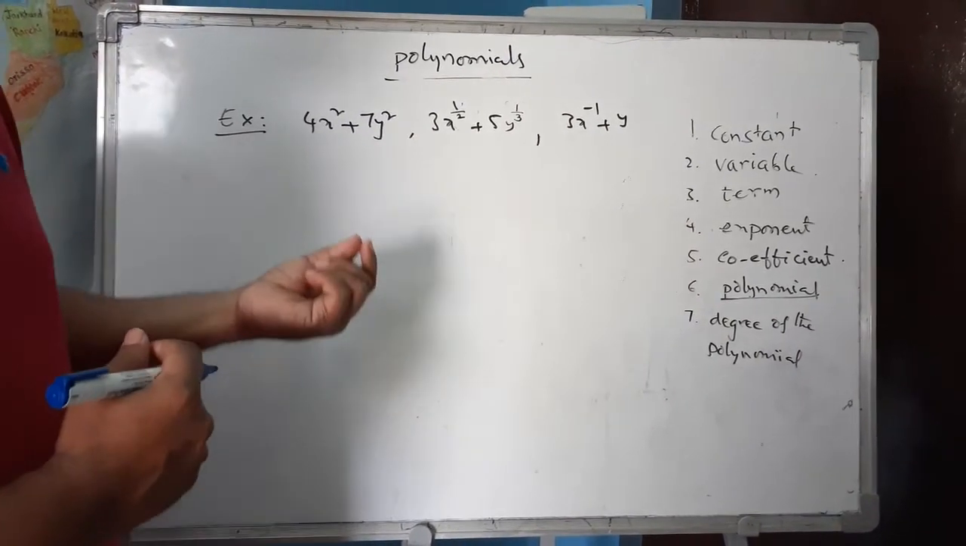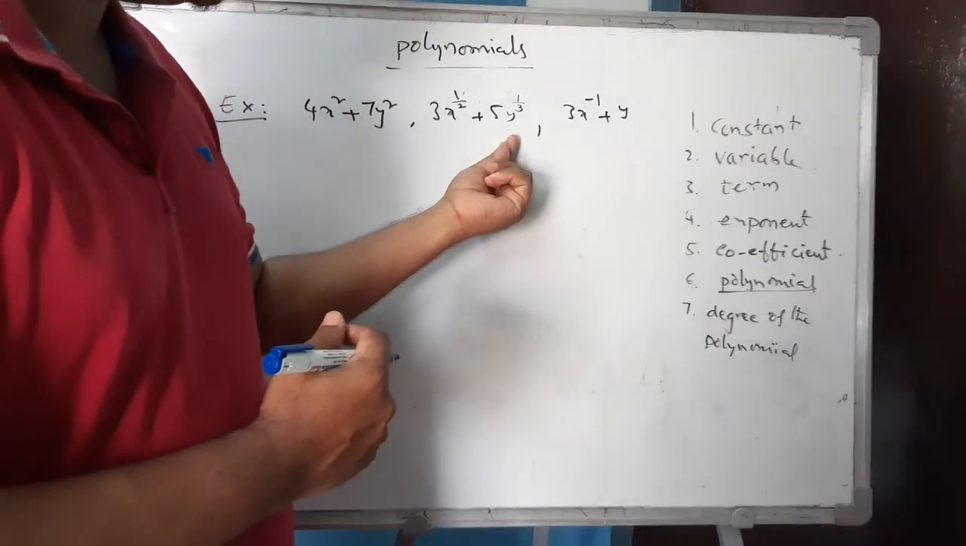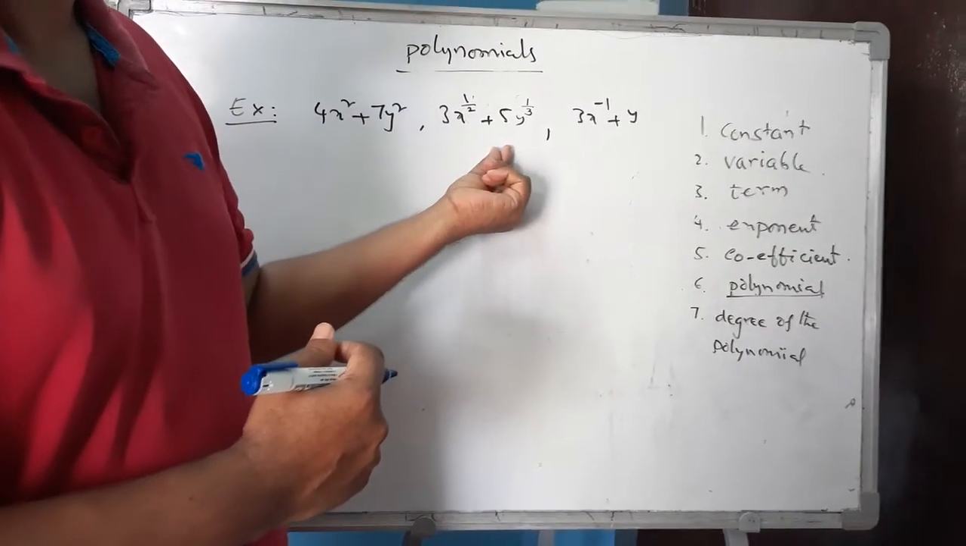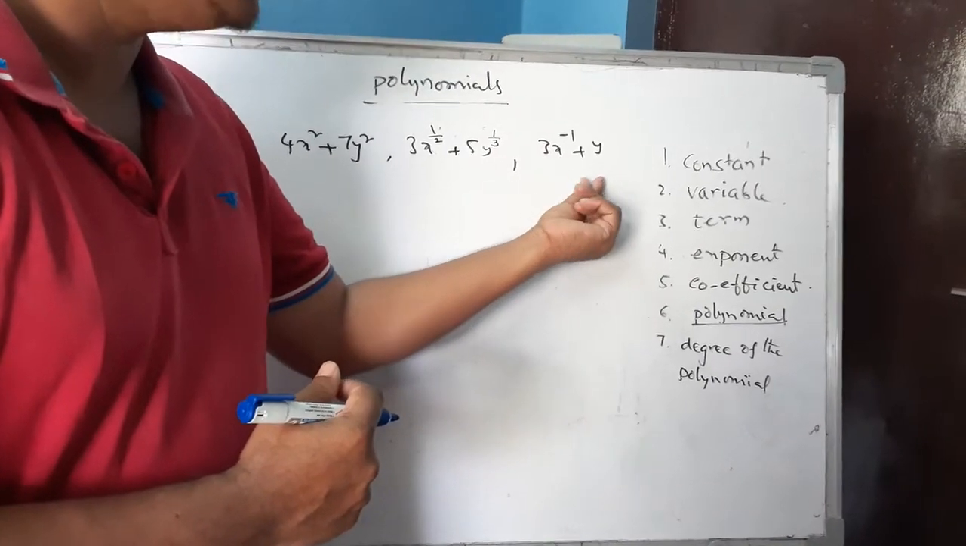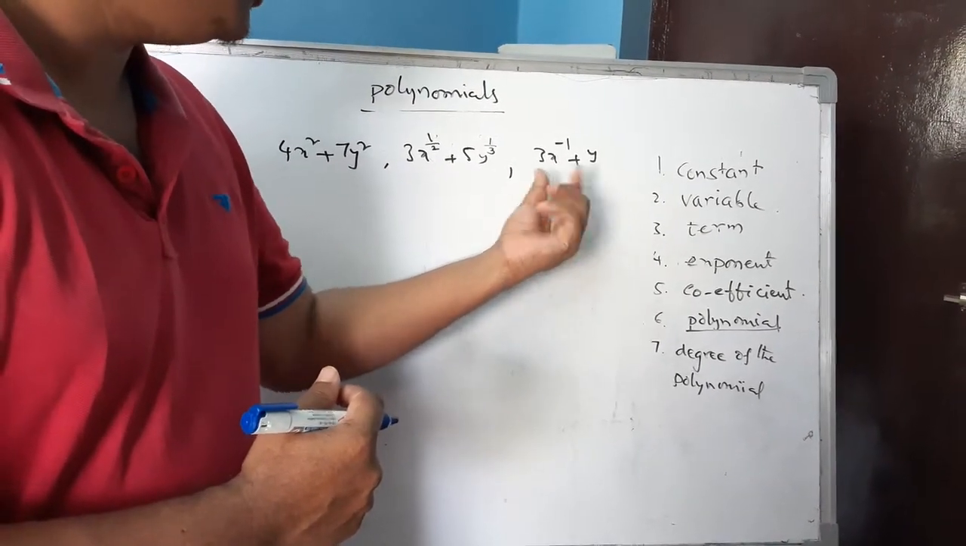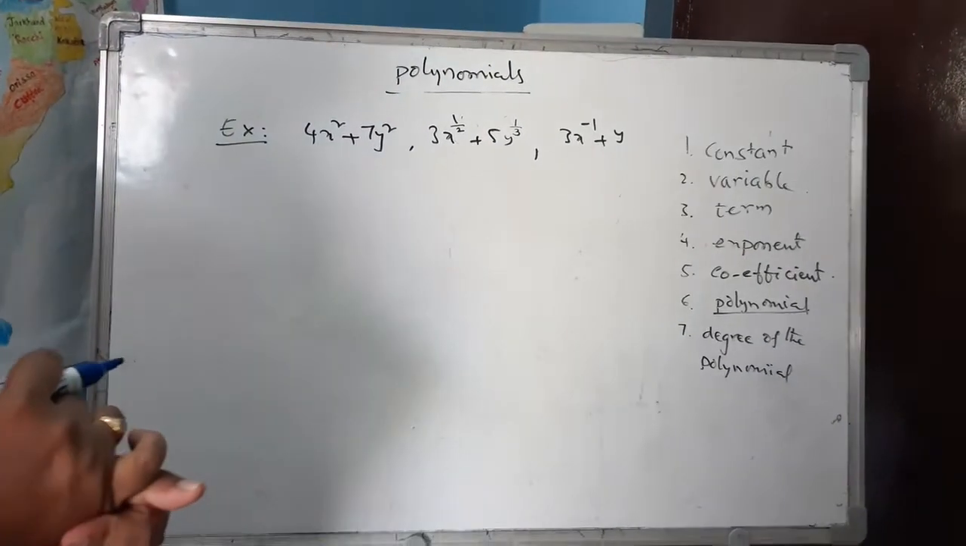It is an algebraic expression. It is one term, it is another term. So it is also an algebraic expression. It is one term, it is one term. So it is also a combination of the two terms. It becomes an algebraic expression.